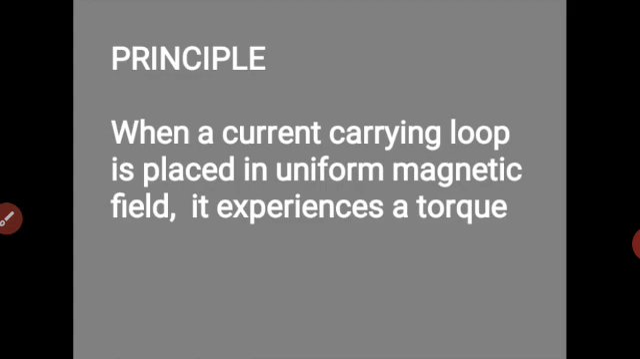When such a loop is placed in uniform magnetic field, we will see that the coil will turn, will show deflection because of the presence of torque. So the coil placed in such region experiences torque.